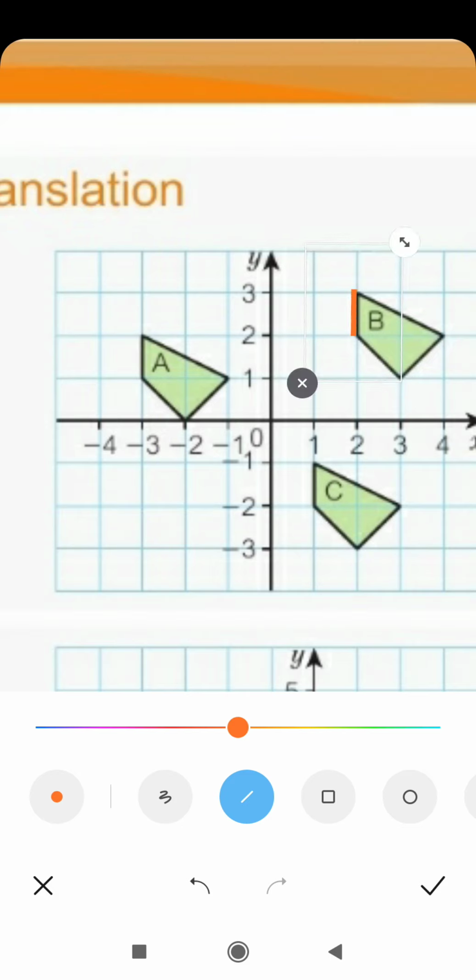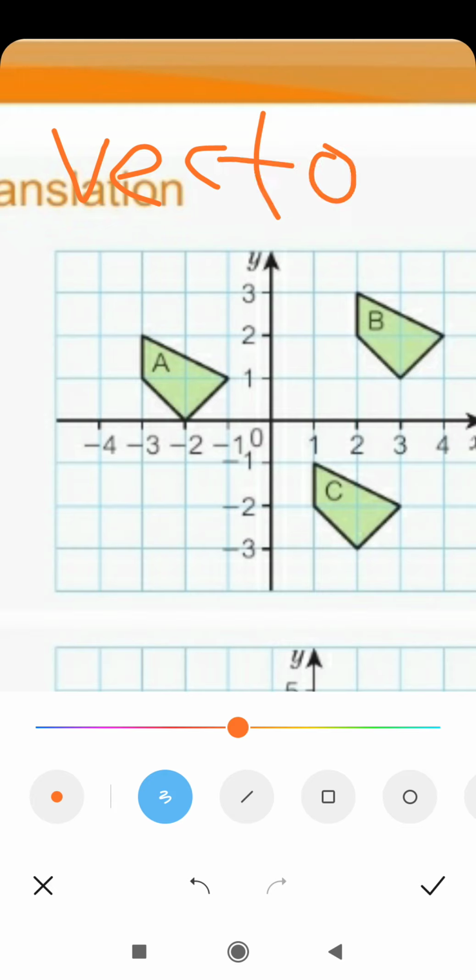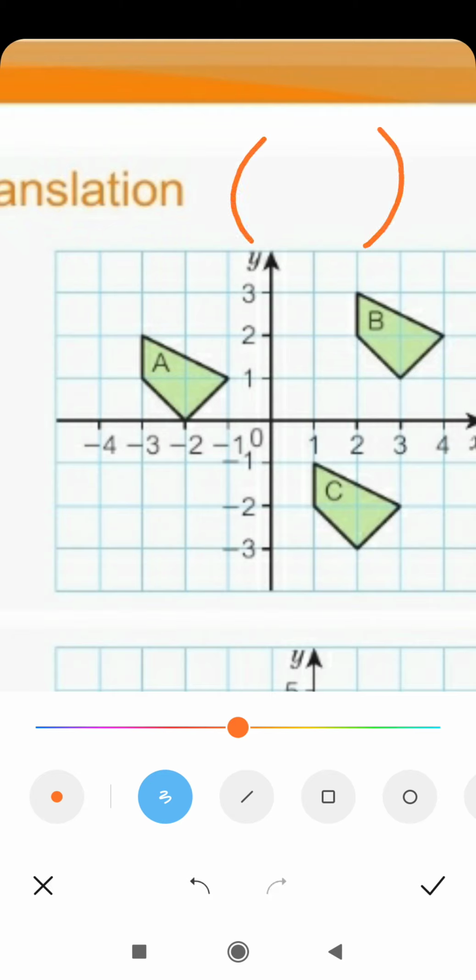So how do we describe this? We describe this using something called the translation vector. The translation vector, like this, vector. What is the translation vector? The translation vector is a coordinate that describes translation. How does it work? It works like this. First, let me move this. The translation vector is written like this. You write two brackets, you write what happened to x on top and what happened to y in the bottom.